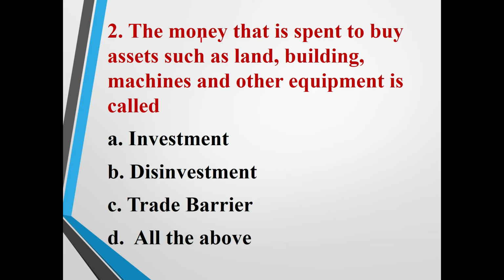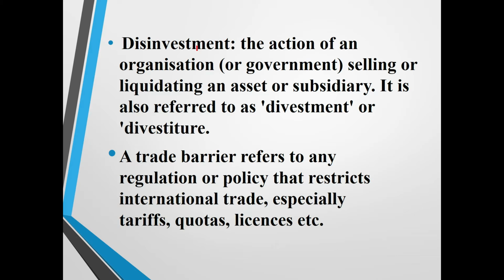Next question, the money that is spent to buy assets such as land, building, machines and other equipment is called? Options: A. Investment, B. Disinvestment, C. Trade barrier, D. All the above. Answer is A. Investment. So the money that is spent to buy assets such as land, building, machines and other equipment is called investment. Then what is disinvestment?